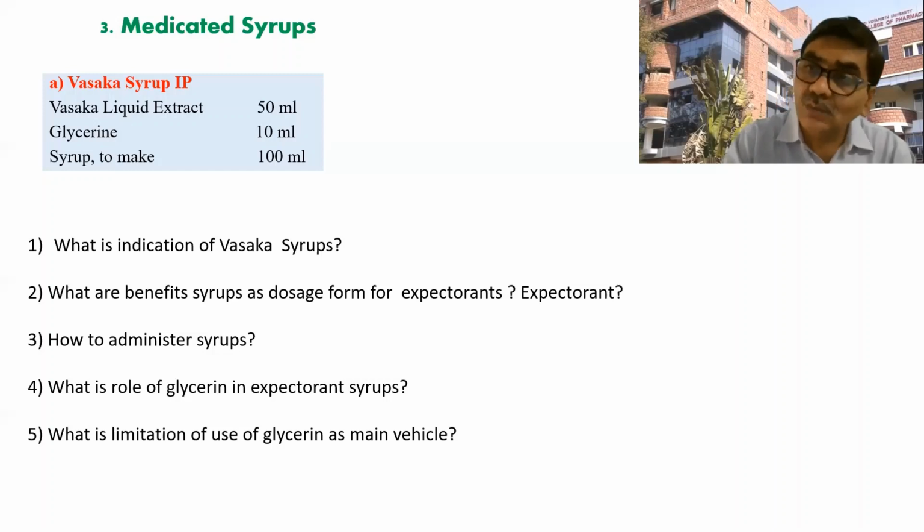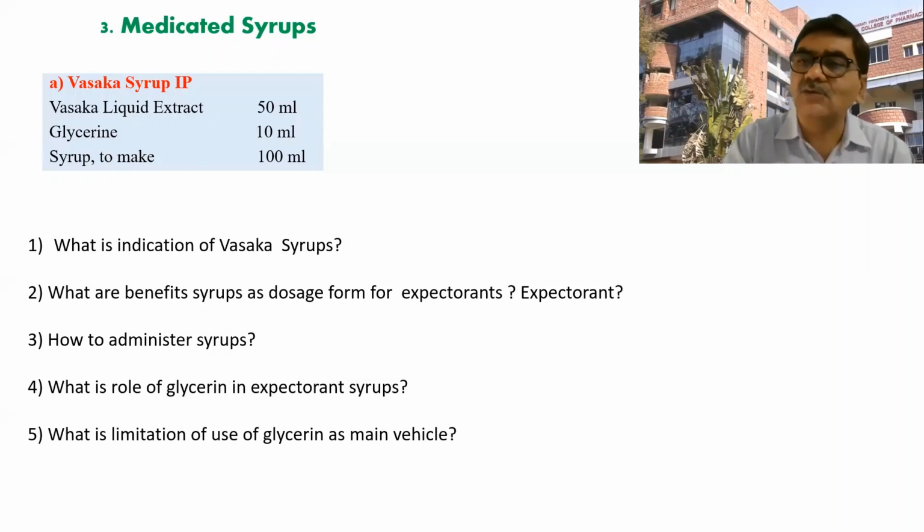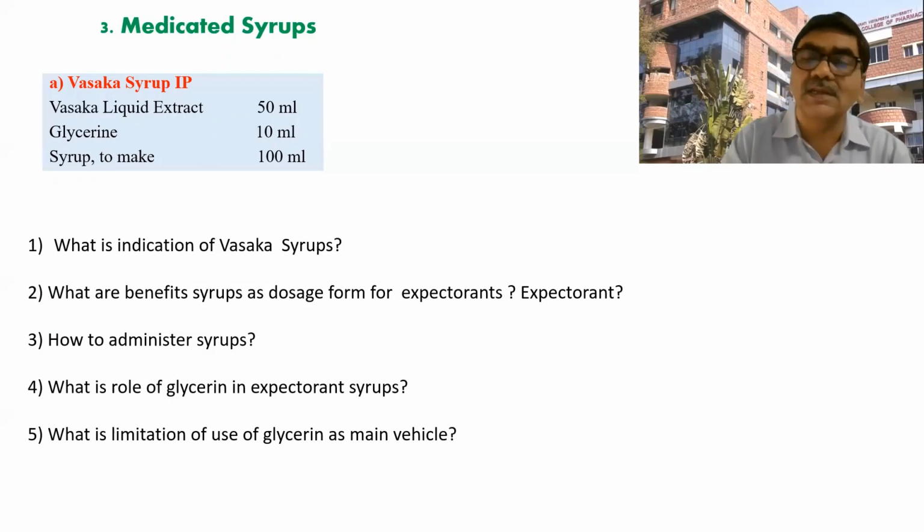Glycerin is a good ingredient in such formulations, expectorant formulations, to make up to 100%. But glycerin may have some other side effects. So what is that effect? If we consume glycerin in excess, whether it will act on the GI tract functioning or any other functioning. Therefore, glycerin is not used as a main vehicle.